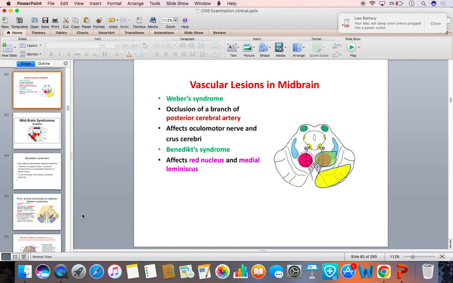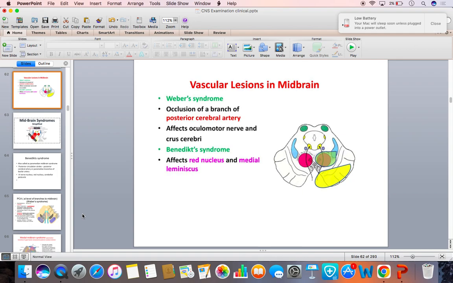So this is in brief about the third nerve and its origin in the midbrain, exiting from the midbrain ventrally, entering the lateral wall of the cavernous sinus, ultimately exiting from the superior orbital fissure and supplying all the extraocular muscles except the lateral rectus and the superior oblique.